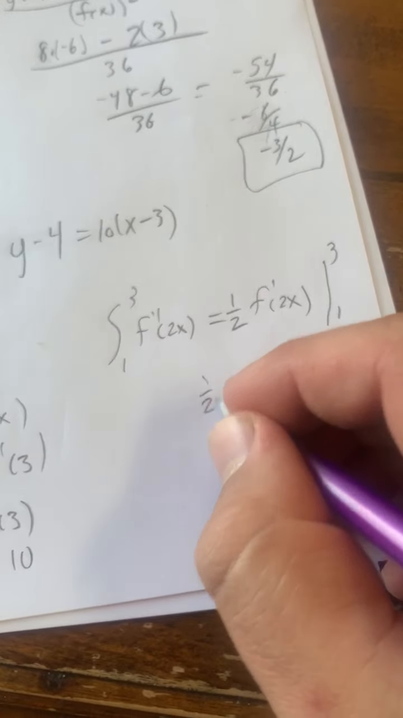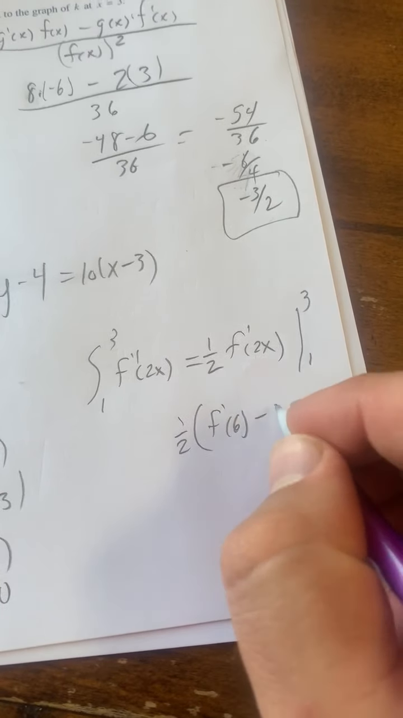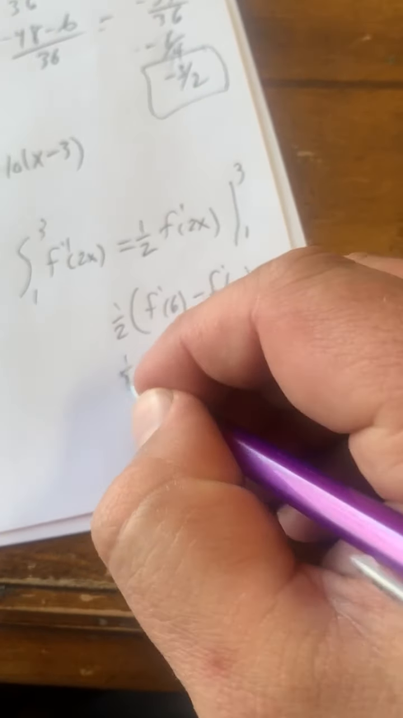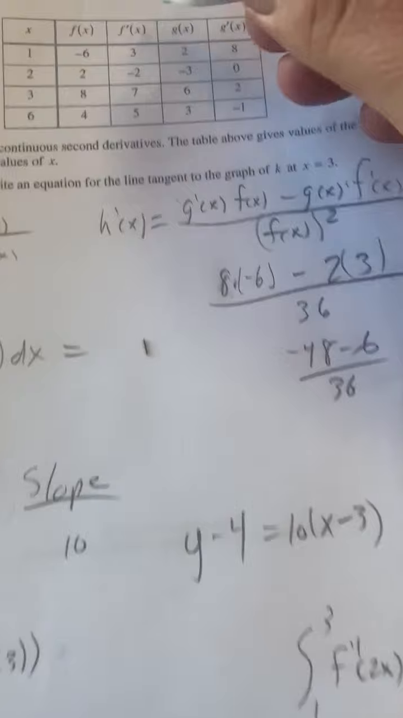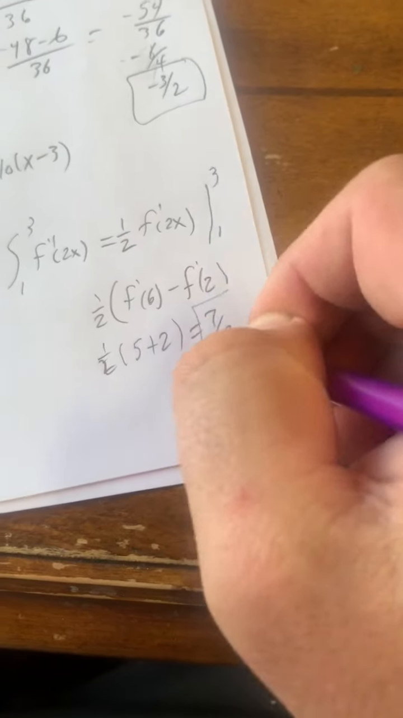So I get 1/2, and I'm going to get f prime of 6 minus f prime of 2. So f prime of 6, again, is 5. f prime of 2 is negative 2, so add 2, so we get 7/2.